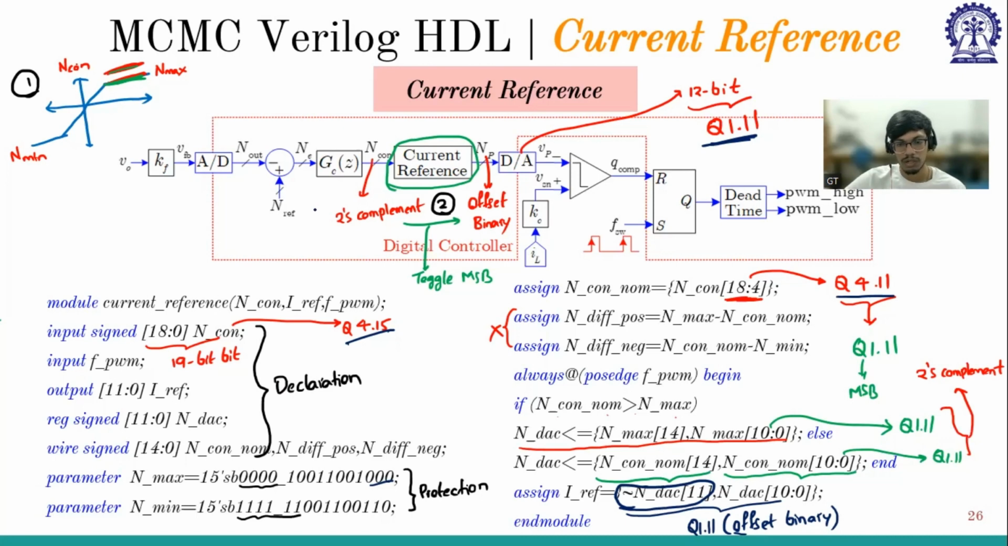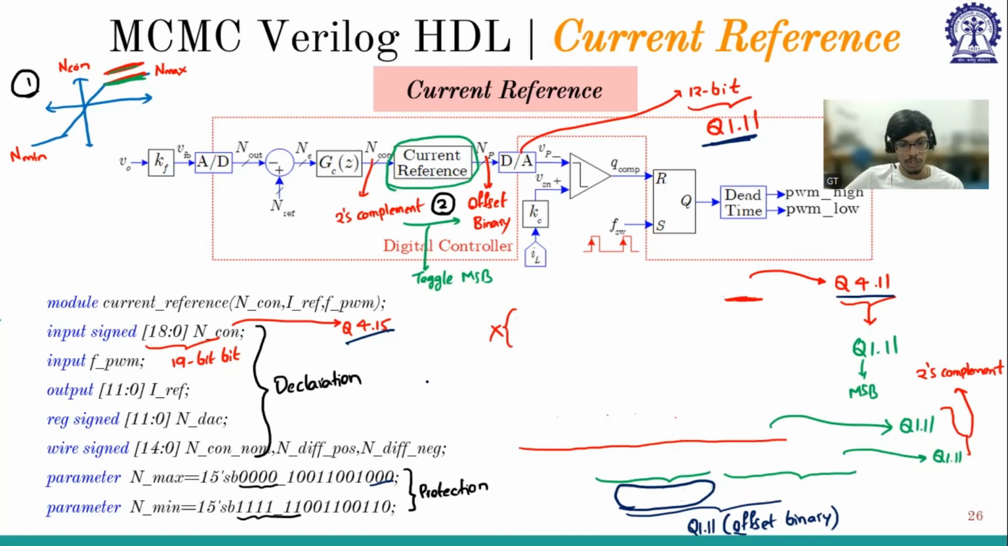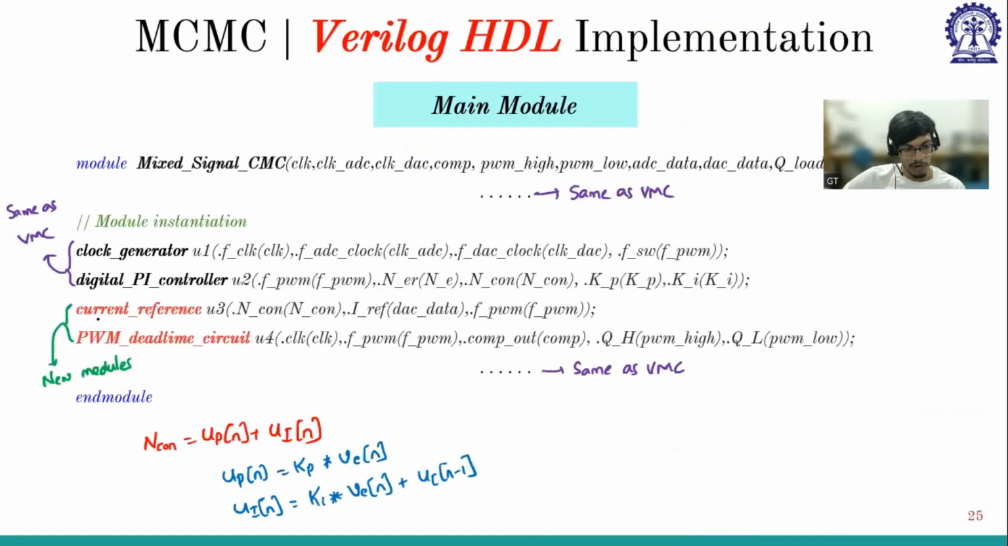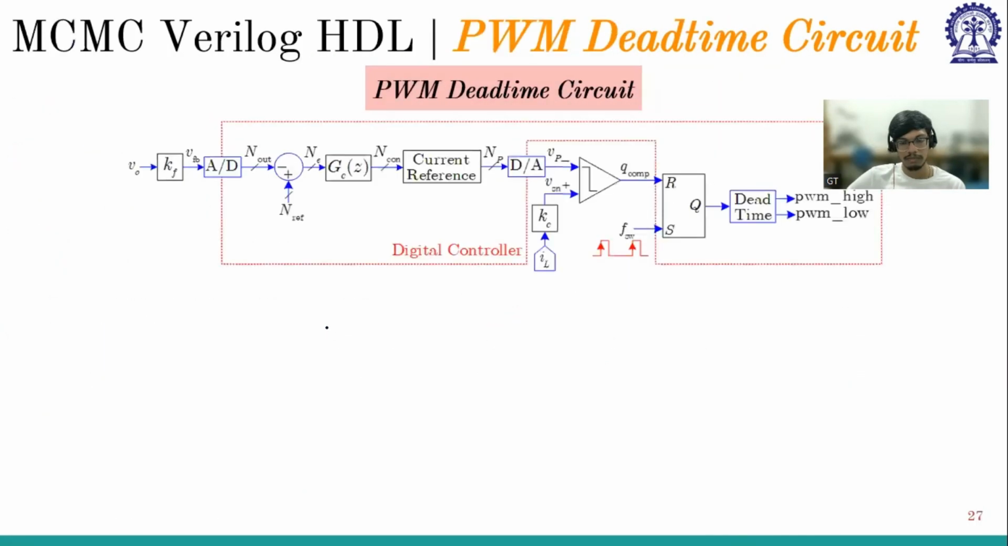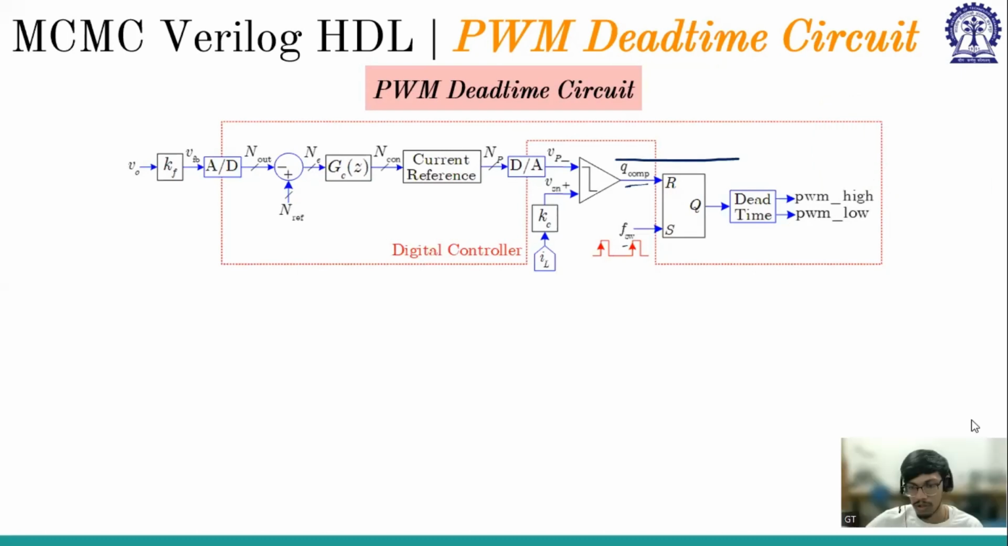Yes, sir. Okay. So this is one new module, which is the current reference. Now the other current reference is the PWM dead-time circuit. So let us get back to the PWM dead-time circuit. So the PWM dead-time circuit is QComp and FSW. So this part, okay, let me pull this down. So this part is the PWM dead-time.